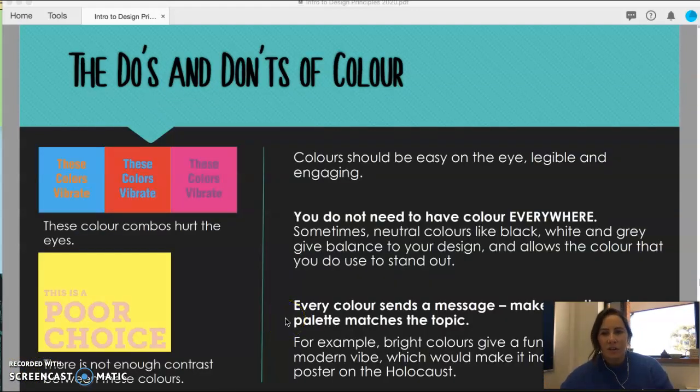Firstly, you don't need to have colour everywhere. Sometimes neutral colours like black, white and gray give balance to your design. I'm not saying that because colour's effective, you should just splatter it all over your piece of work. I'm saying use it in ways that create emphasis or make certain things stand out. Like I said, every colour sends a message, so make sure your palette matches the topic. Also make sure there is a lot of contrast between the colours you picked. For example, these two colours here don't contrast that well, and therefore it's harder to read. The letters almost blur, and same down here.